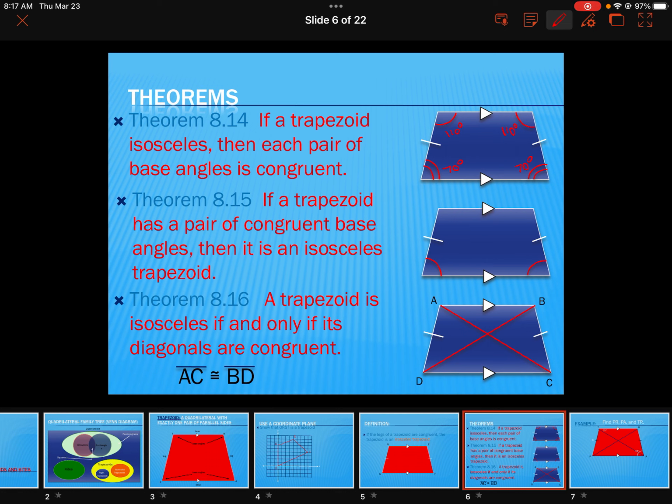And there's one more theorem, 8.16. A trapezoid is isosceles if and only if its diagonals are congruent. So if you have an isosceles trapezoid, that means the diagonals are congruent, and vice versa. What if you have a trapezoid with congruent diagonals? Then it's isosceles, meaning the legs would be congruent too. We're going to use these theorems to do an example in our next video.